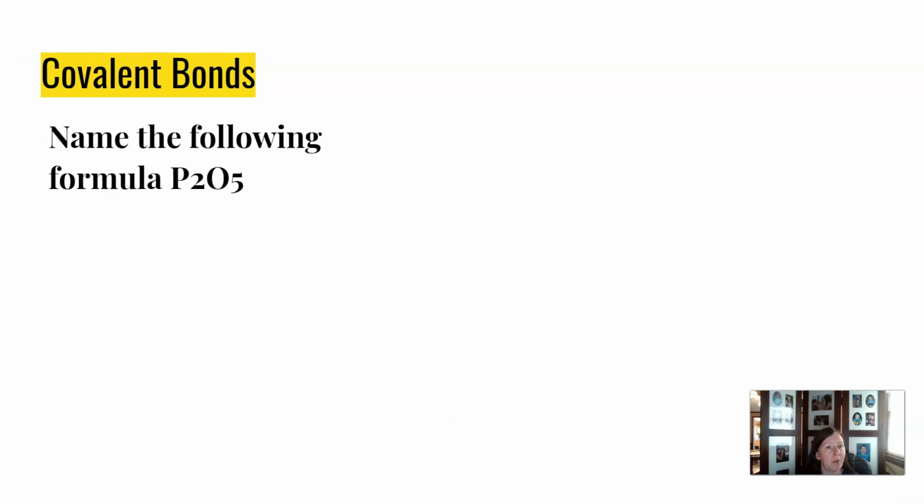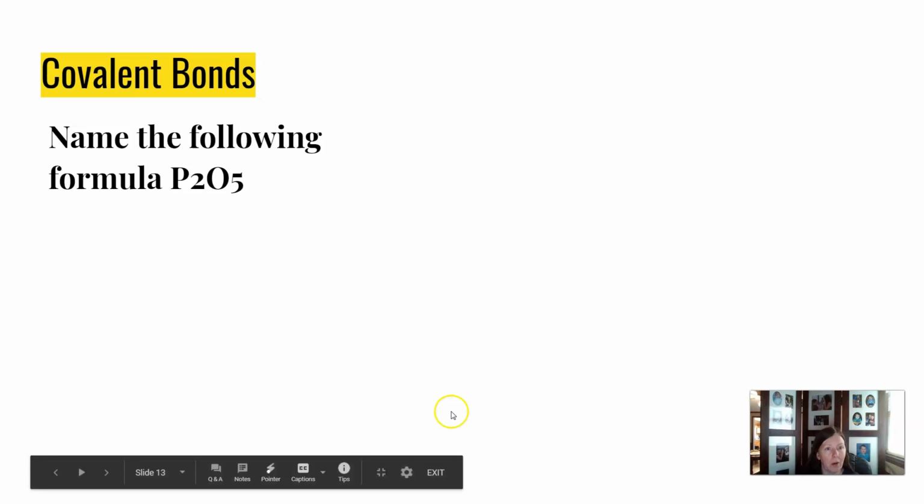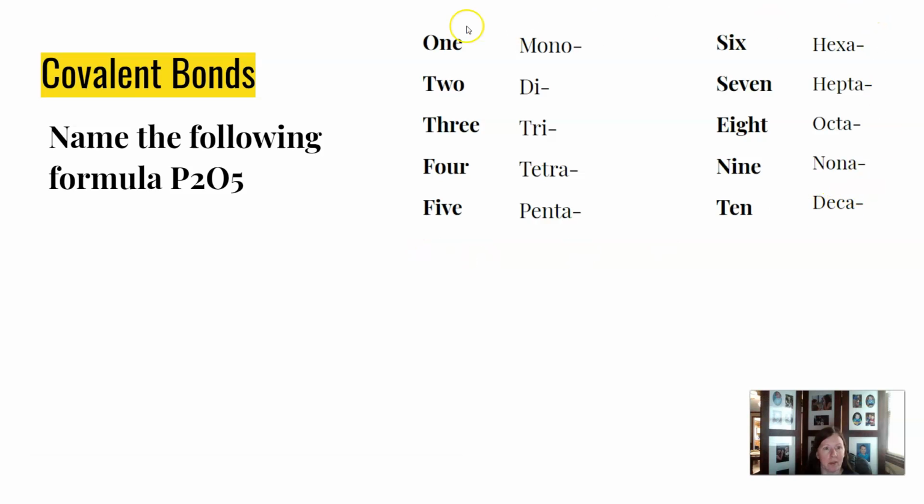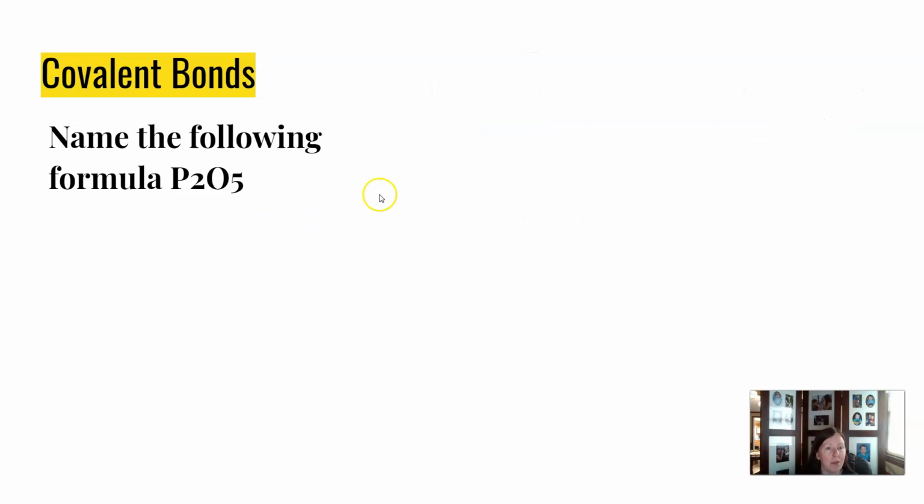Name the following formula. P2O5. All right, so first thing I do is look at my prefixes. All right, we've got a 2, that's di. So our prefix would be di, and our element's phosphorus, diphosphorus. Then we have a 5, which is penta, and we could say pentaoxygen, but we know it's an ending element, so we have to change that ending to "-ide", so it would be pentoxide. So let's write that out, diphosphorus pentoxide.